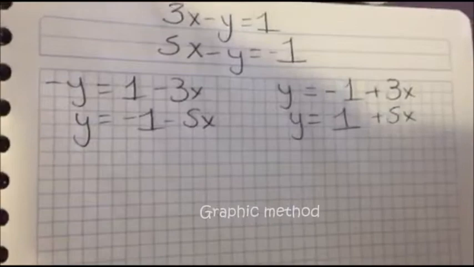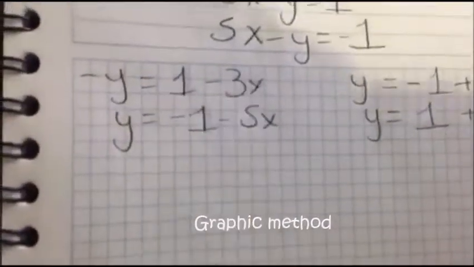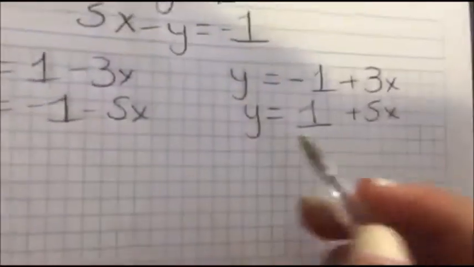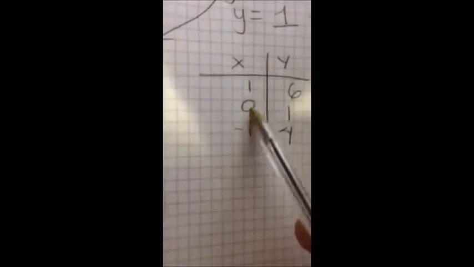Our first step in the graphic method is to let the y alone. Here we did it, but as you see we have the y negative, so what we do is change the signs. The next step is that we need to add values to x. Here we use easy numbers, 1, 0, and minus 1, and the other one, 1, 0, and minus 1, the same ones.